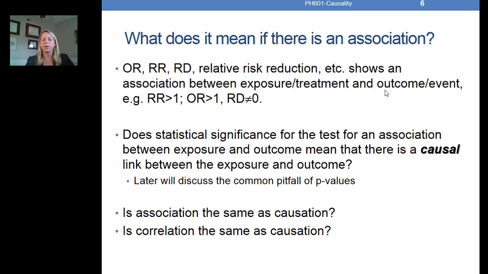We've also talked a little bit here and there about statistical significance for a test and whether or not that is evidence of both an association and a causal link between the exposure and the outcome. And later on in these set of lectures, I'm going to discuss some common pitfalls associated with statistical significance, specifically p-values. So for now, it's okay to just table that. But now we're really going to talk about, is association the same thing as causation? And even more general, is correlation the same as causation?